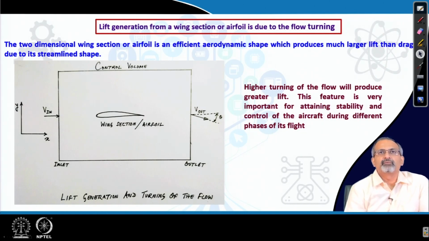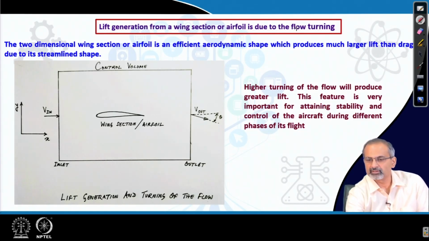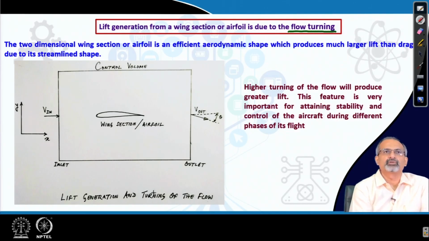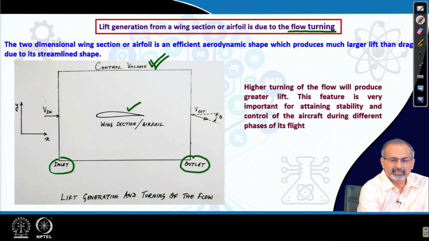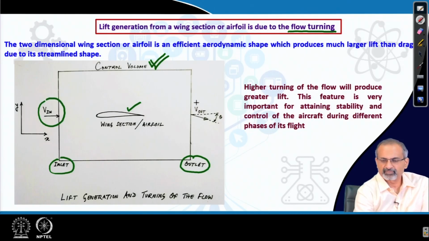Now, lift generation from a wing section or airfoil is due to the flow turning. This is a very, very important concept. So, what do we mean by flow turning? If we draw a control volume which is not so small like the ones we discussed in a differential sense while defining pressure and density and so on, this is a much larger control volume. And inside the control volume, we have a wing section or airfoil. We have defined an inlet of the section and an outlet, and we are most importantly looking at the nature of the velocity as it moves into and out of the control volume.